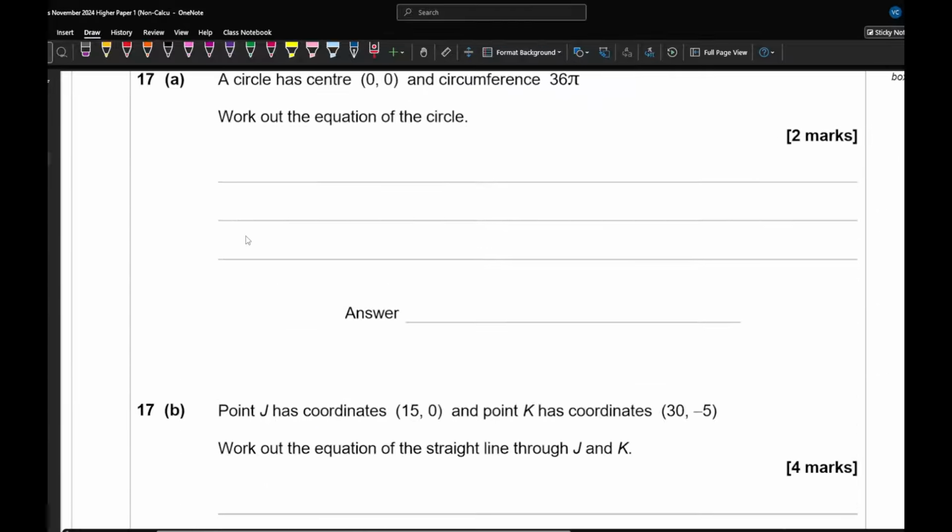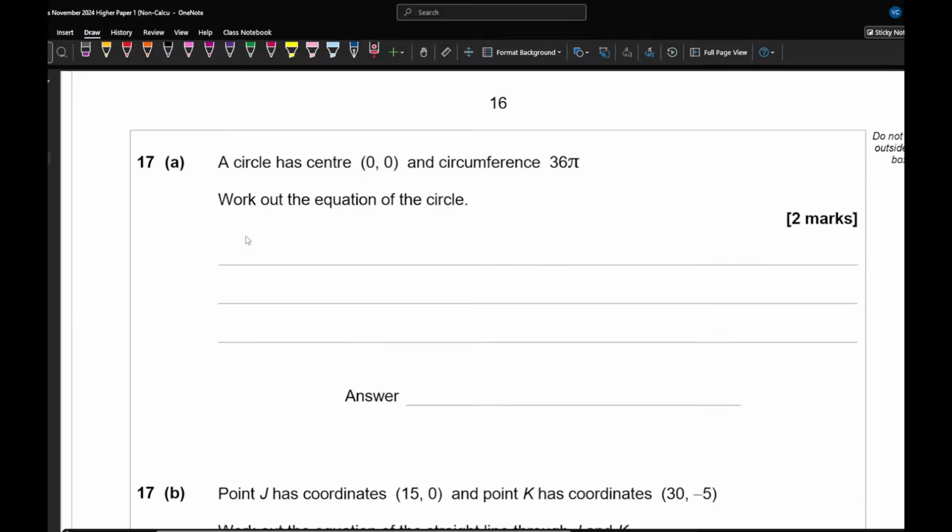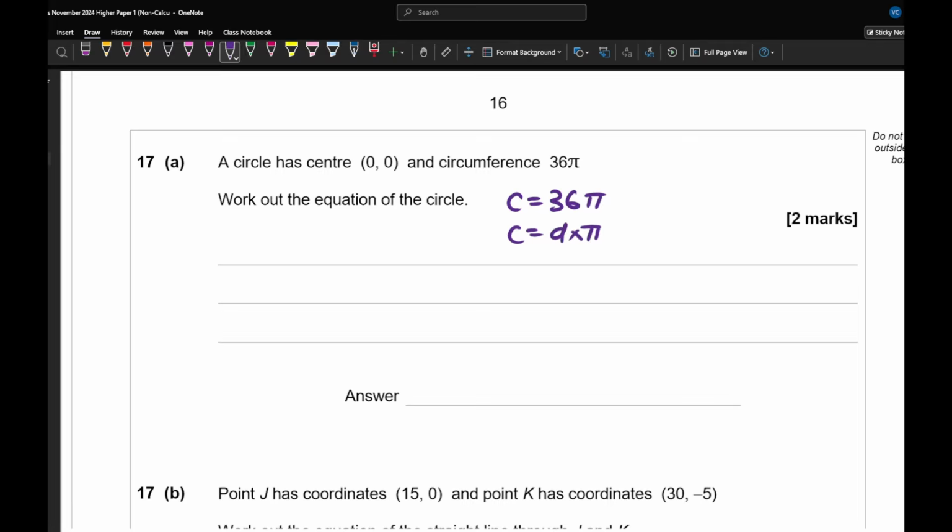Moving on to question 17a, it says that a circle has a centre of 0 and a circumference of 36 pi. Work out the equation of the circle. Well, if C equals 36 pi, then C equals pi times the diameter. So the diameter of this circle is 36 centimeters, so therefore the radius is going to be 18 centimeters.